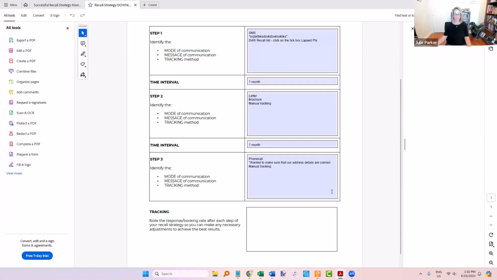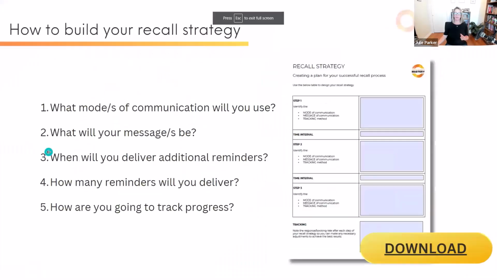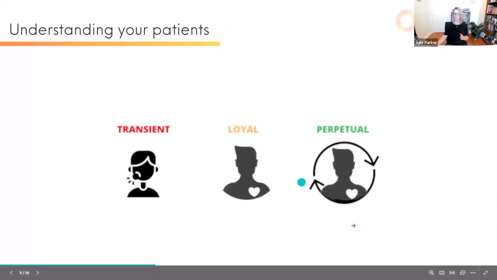Absolutely. That's great. And then we're going to do an overall tracking. How effective has our recall system been? Amina and I are huge fans, as most of you out there will be also, of booking as many of your patients in now for their 6-monthly appointment time. And which group are going to be the one that do that? It's going to be your perpetual patients that book in 6 months prior.